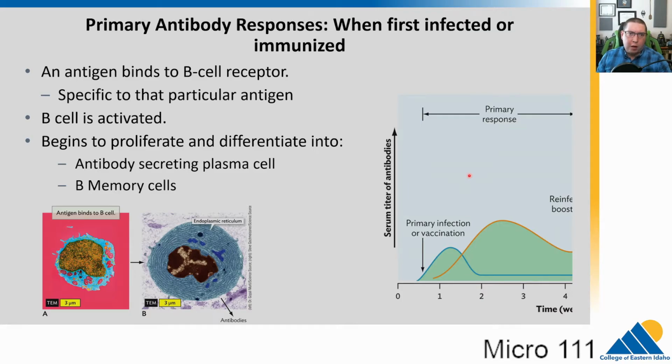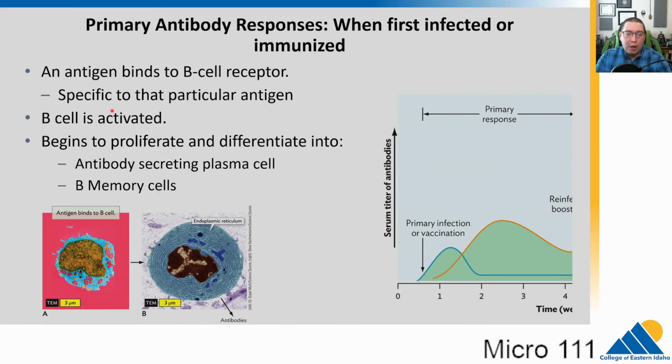Okay, so let's talk about what happens when you encounter an antigen and how we respond to that. Okay, so an antigen comes in, you're infected with a microbe. That is going to find and bind to a B cell receptor that is specific to that specific antigen. We'll talk about this in a sec. When that happens, the B cell will be activated.